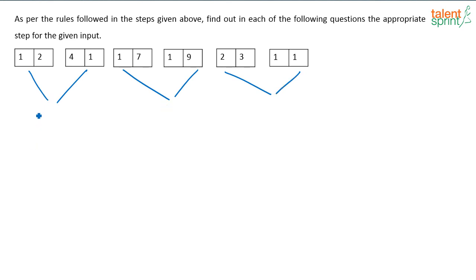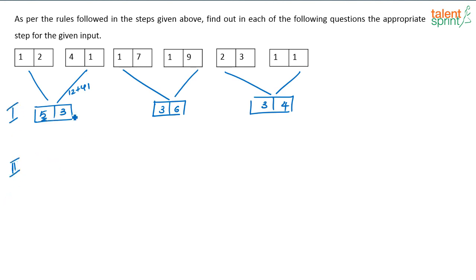So what do you have here? 12 plus 41, right? You have to add both. What is that? 53. Here it will be 17 plus 19. What is 17 plus 19? 36. 23 plus 11? 34. So that is your step 1. Now what will come in step 2?